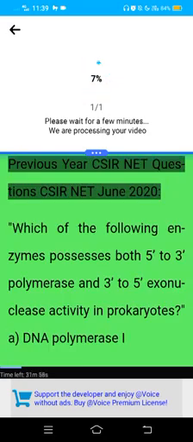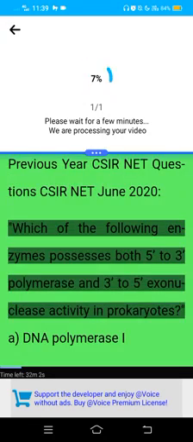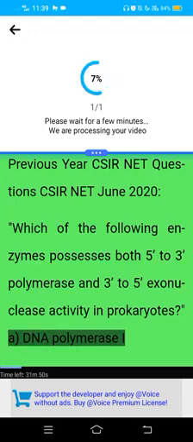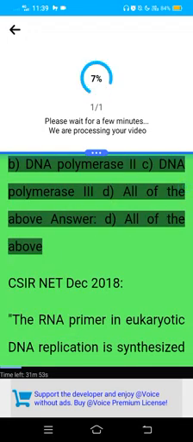Previous year CSIR-NET question, CSIR-NET June 2020. Which of the following enzymes possesses both 5' to 3' polymerase and 3' to 5' exonuclease activity in prokaryotes? A. DNA polymerase I. B. DNA polymerase II. C. DNA polymerase III. D. All of the above. Answer: D. All of the above.